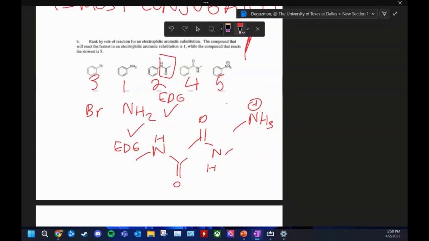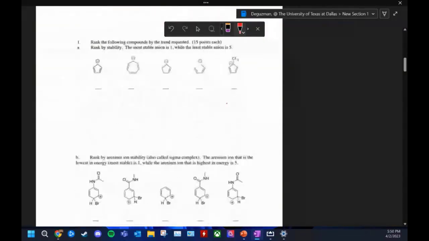Okay, we're going to move on. Let's take a look at this. And now we get to number 1. So we're going to be ranking by stability for this one. So we've got some rings, not necessarily aromatic, but we're going to have to decide that. So I'm going to give everyone a second to take a look at these structures and decide whether they're aromatic, non-aromatic, or anti-aromatic. I'll give you until 5:52.